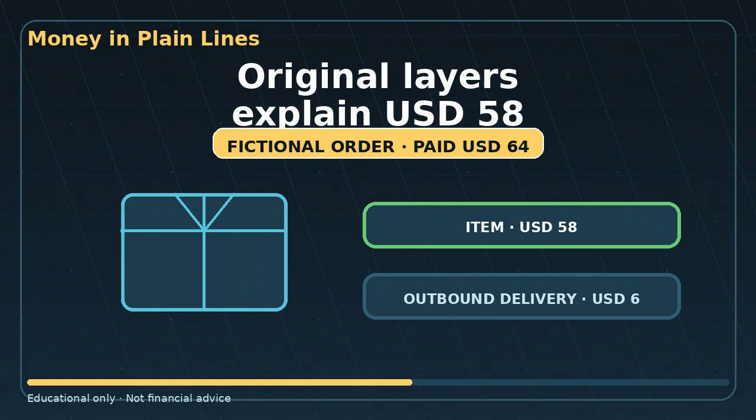Parcel scans answer a logistics question rather than a payment question. Dropped, in transit, and merchant received can establish the box route, yet none of those labels says processor sent or card posted, so the scan route should remain separate from the money route.